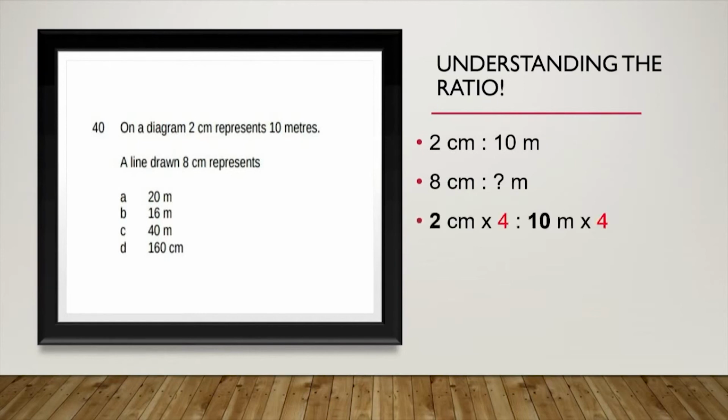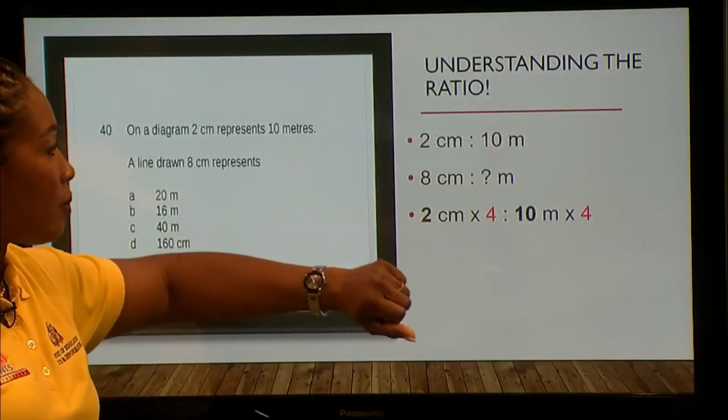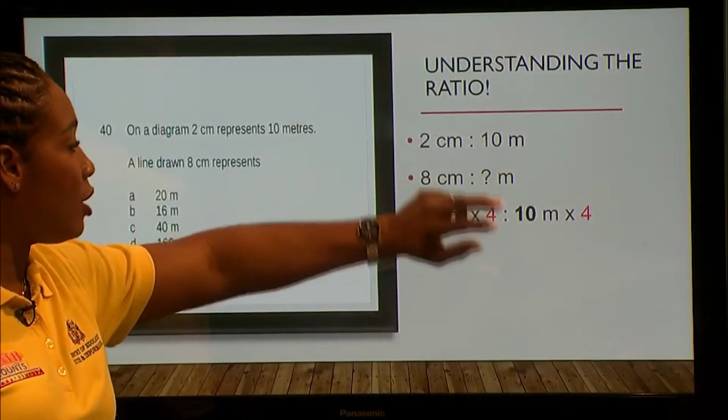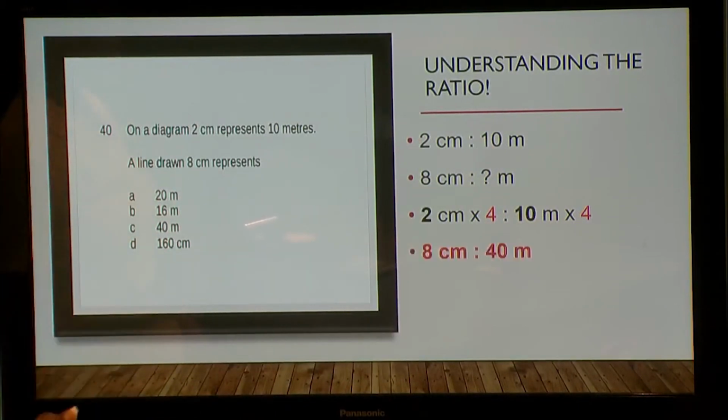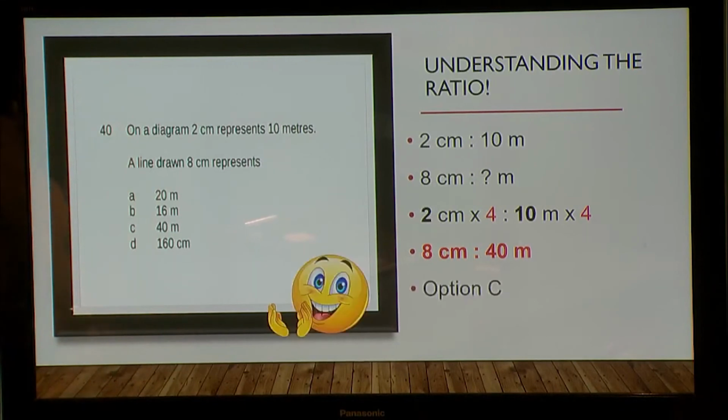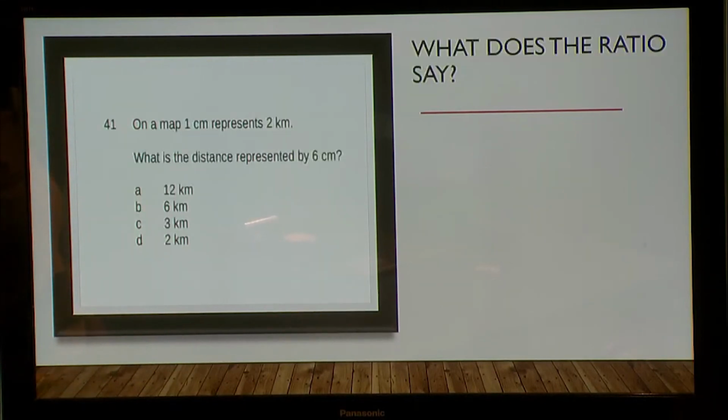So we look at the relation between 2 and 8. To get from 2 to 8, you'd multiply by 4. You must apply it also to the other part of the ratio. So 10 multiplied by 4 will give us 40. So for 8 centimeters, you get 40 meters. And your option would be option C. All right, great job, guys. Let's look at the next question.